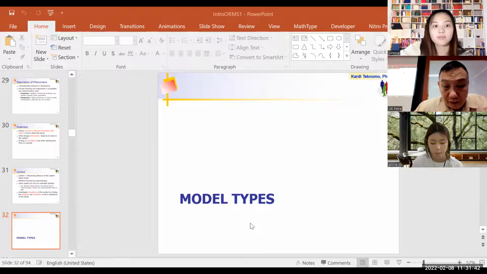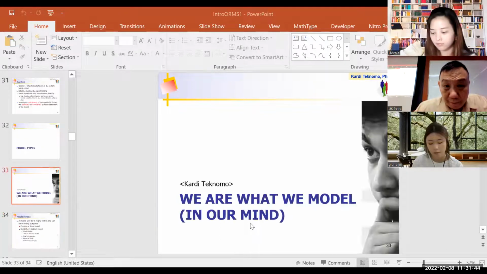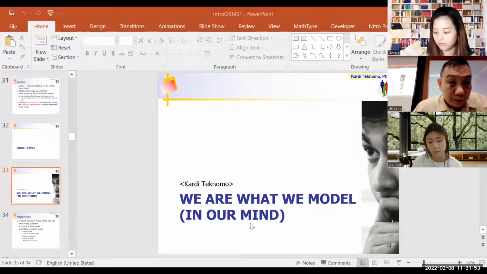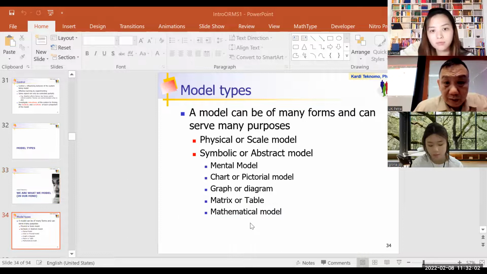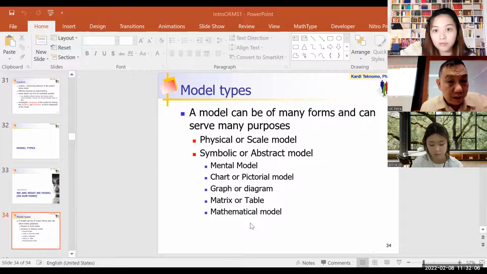The next topic is rather light, so it's model type. I said all the time, we are what we model in our mind. So basically, we always model everything in our mind, which is called a mental model. Model can have many forms. It can serve many purposes. There are two types of model. One is physical. The second is symbolic or abstract.